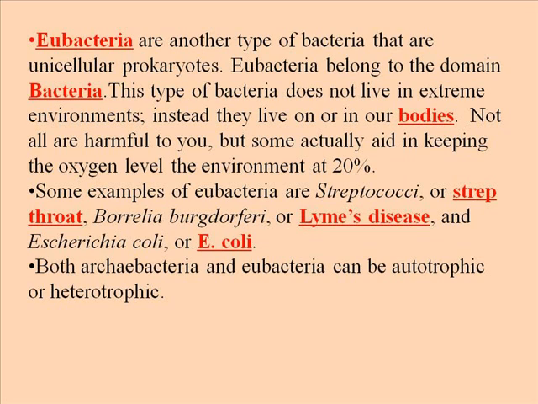Now, with our archaebacteria and our eubacteria, we have both autotrophic bacteria, making their own food like a plant cell, and we have heterotrophic bacteria, the ones that need to find food. Both kingdoms of bacteria have members that can be autotrophs or heterotrophs.